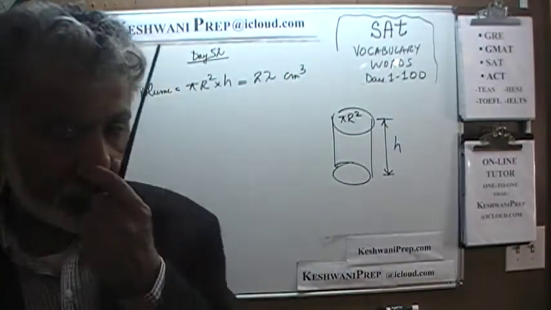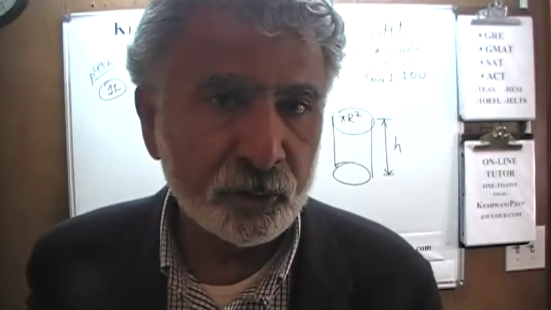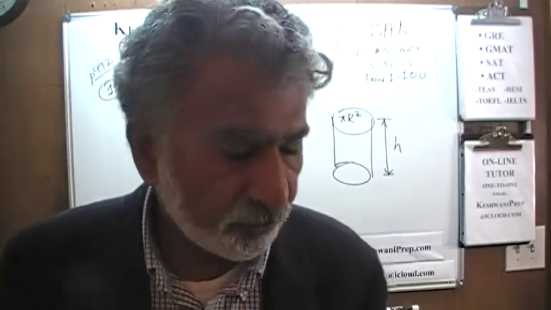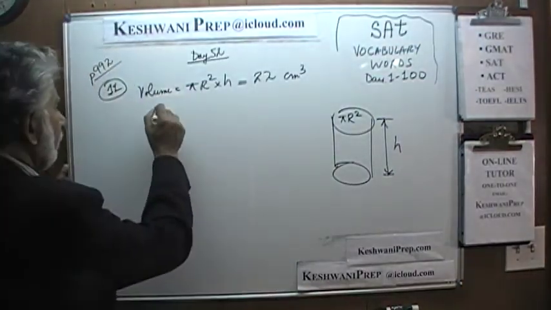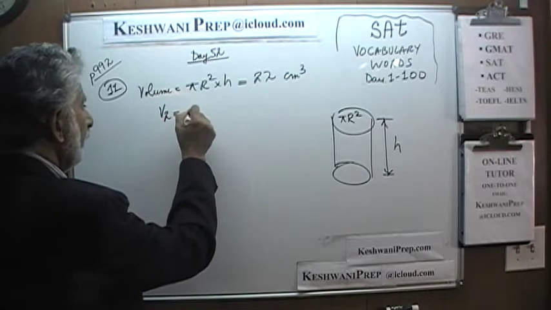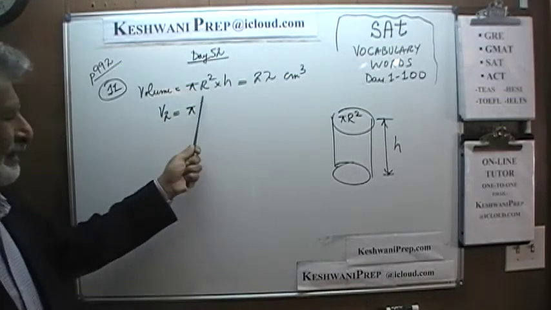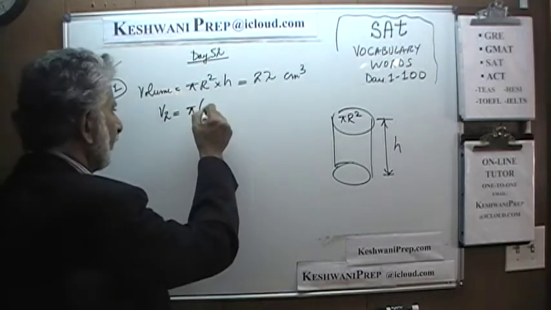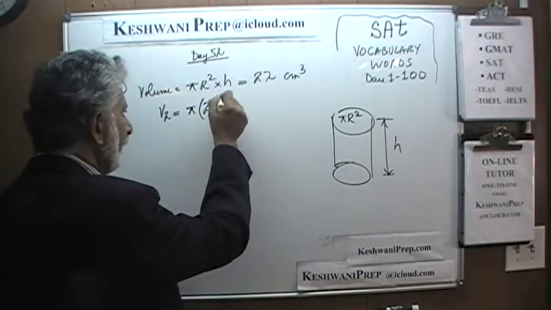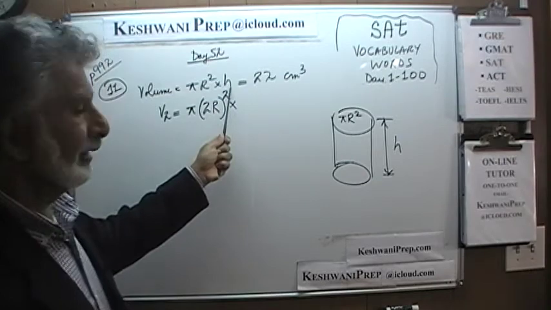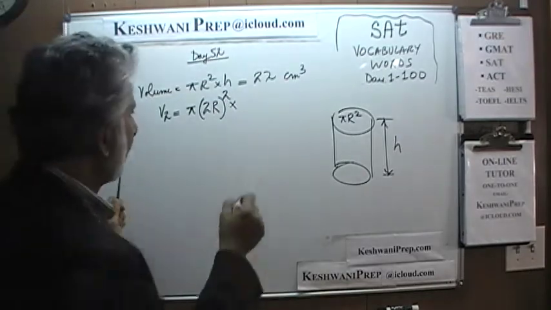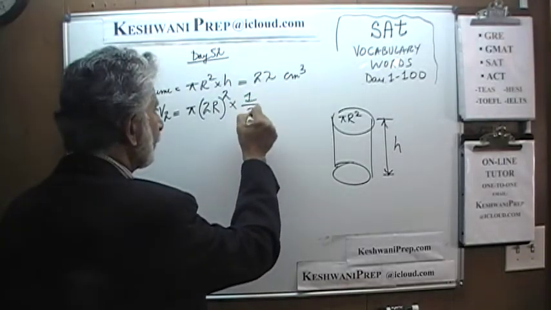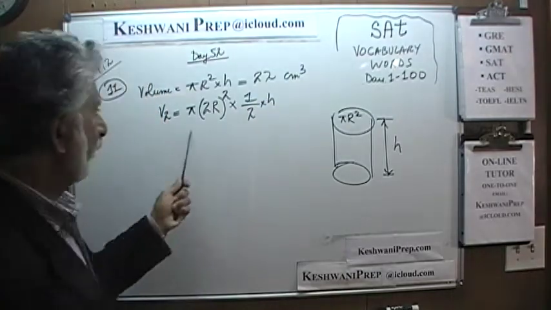We are told that we have a cylinder whose volume happens to be 22 cubic centimeters. The question is, what's the volume of a new cylinder whose radius happens to be twice as much? We have a new cylinder and the radius is twice as much. Instead of r, it is 2 times r, and the height is half as much as this one. What's the volume of this guy?